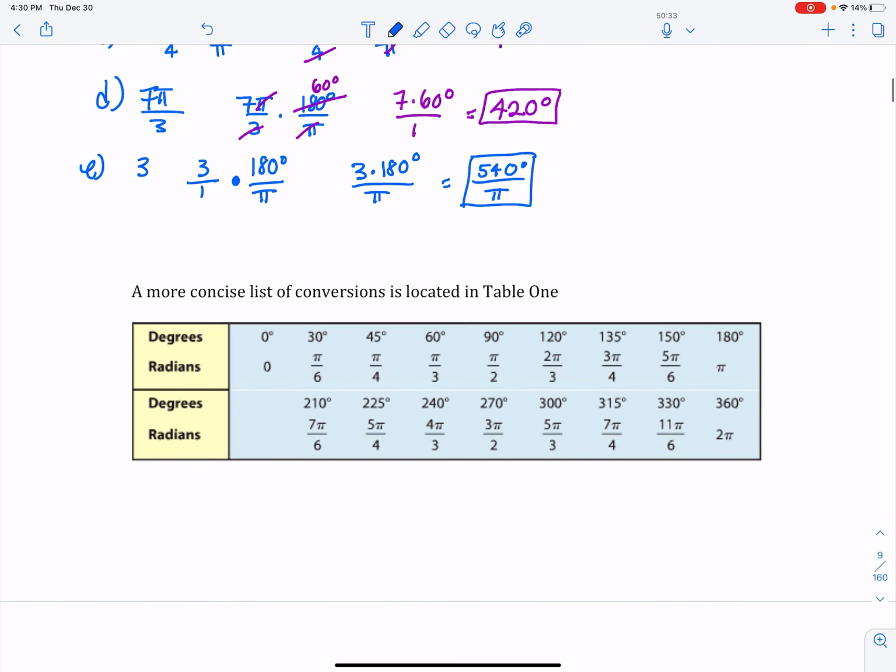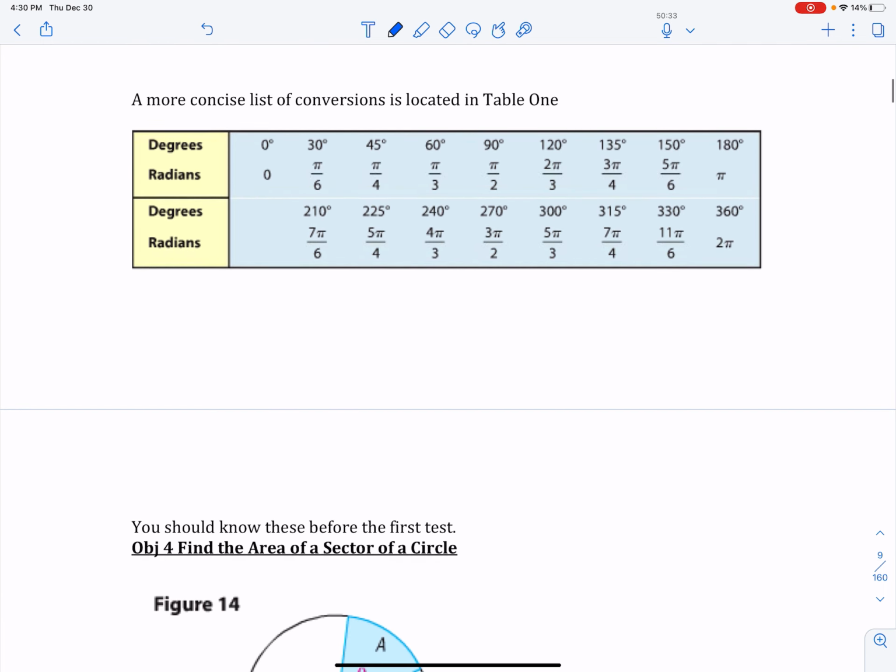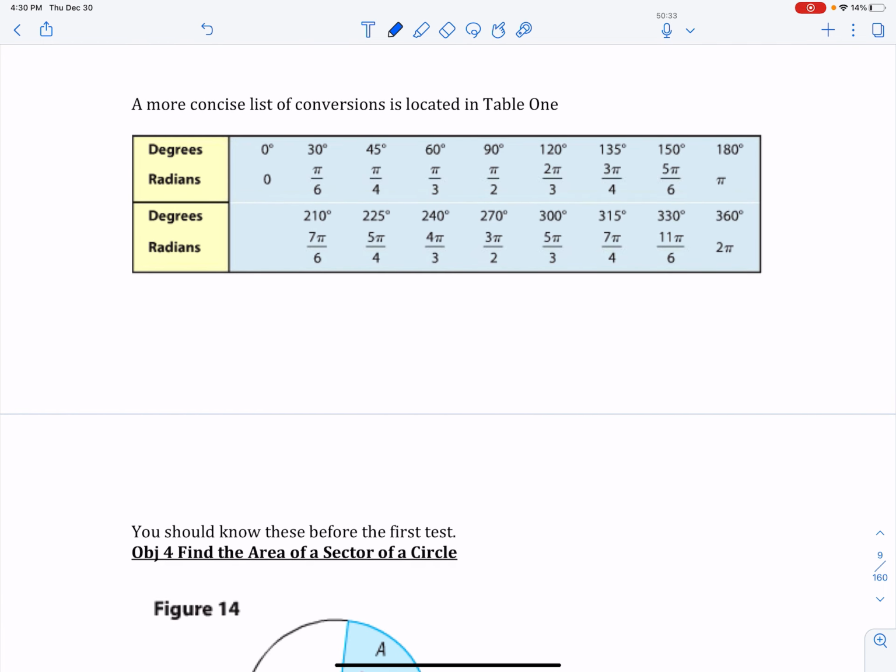And on the bottom of the page are some lists of famous conversions. For instance, 0 degrees equals 0 radians. So I told you guys to memorize that one. And I told you to remember that 30 degrees equals pi over 6. 45 degrees equals pi over 4. 60 degrees is pi over 3. I think I said pi over 2 on accident, but at any rate, 90 degrees is pi over 2.